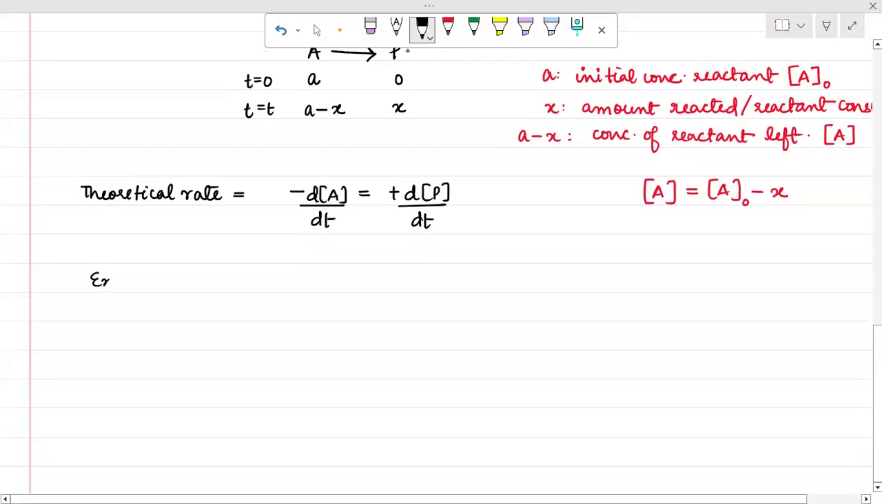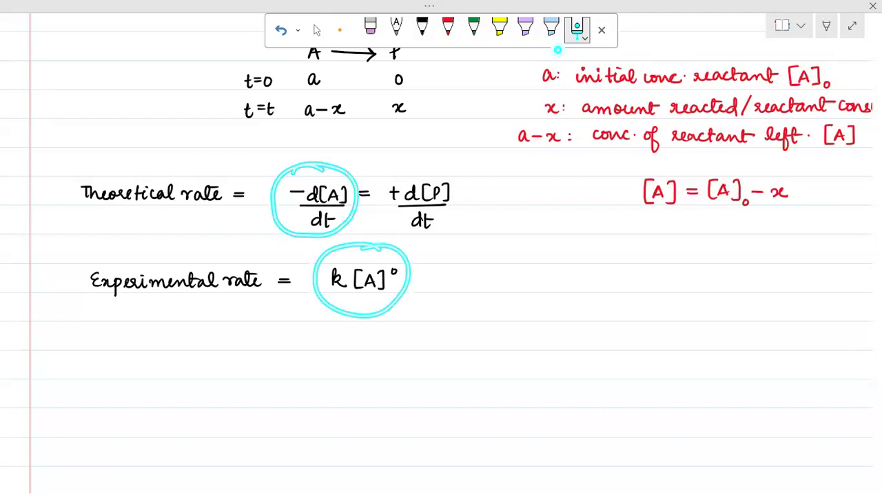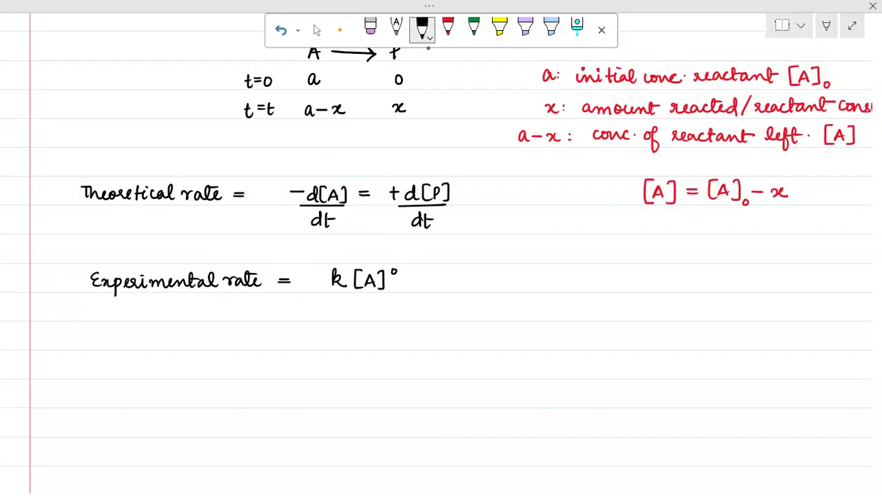And from the law of mass action, we can write the experimental rate. The experimental rate, R, is equal to the rate constant into the concentration of A to the power 0, because this is a zero order reaction. Now, this is also an expression of rate. So we will equate these two.